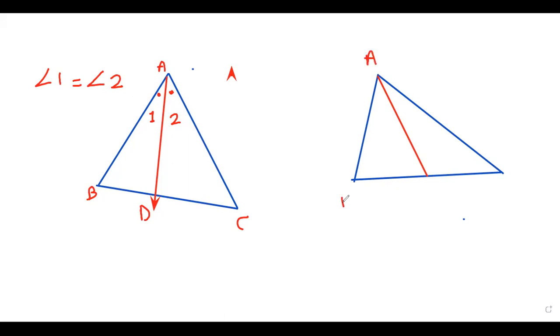But the median of a triangle is the line segment drawn from any vertex and divides the base into two equal parts. So if AD is a median, then the length of BD is equal to the length of DC.